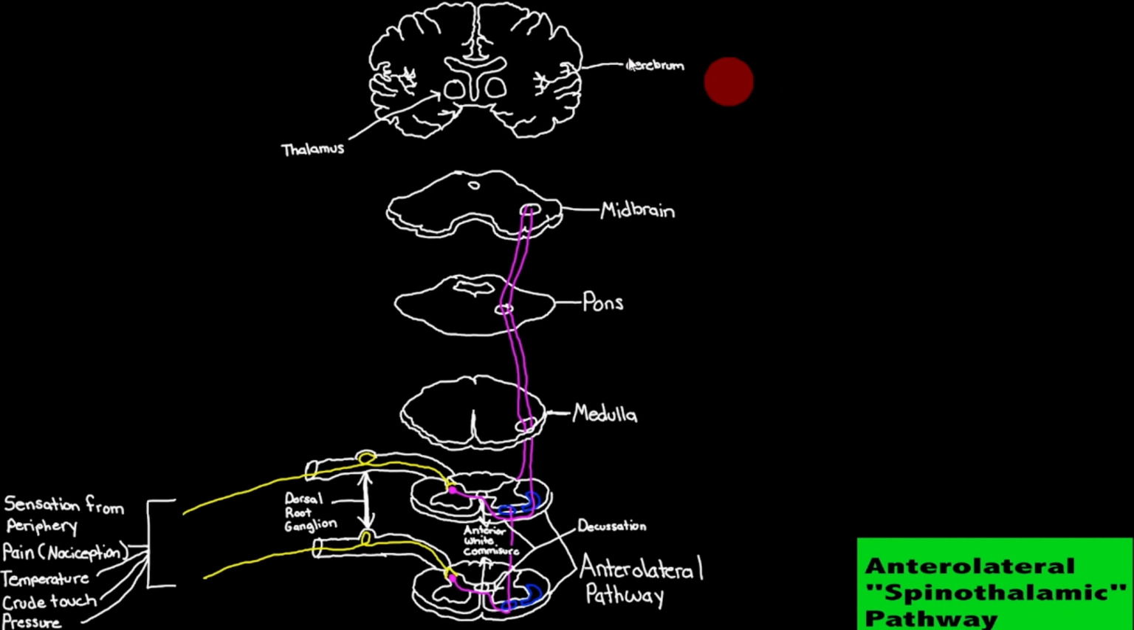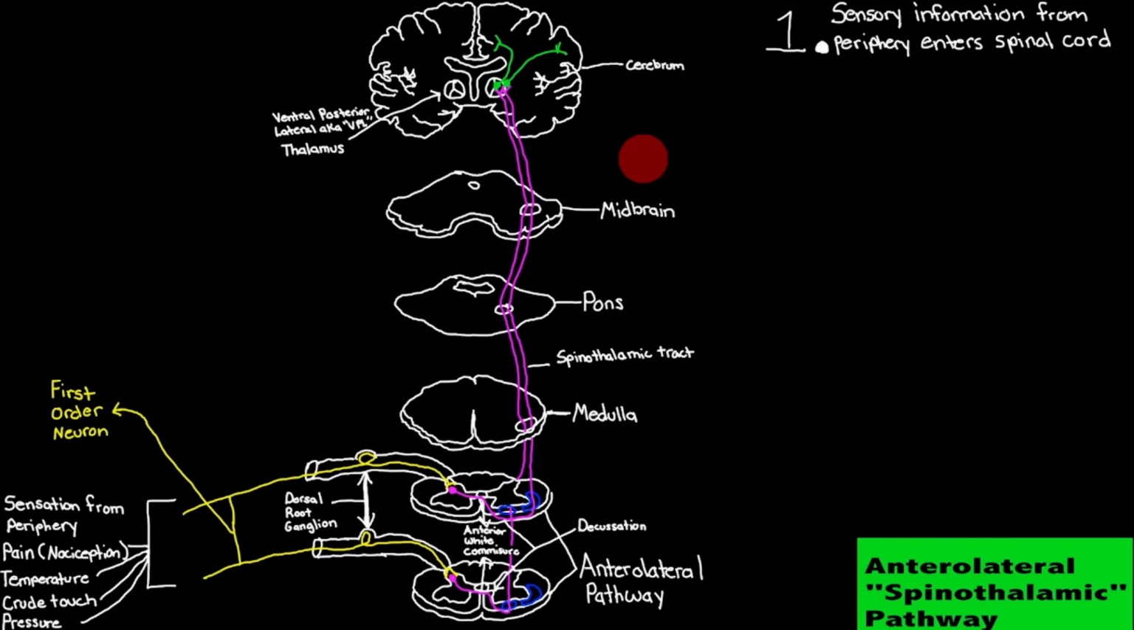Within the cerebrum lies the thalamus. The thalamus has multiple nuclei. But the important one to remember for this pathway is the ventral posterior lateral part of the thalamus, aka the VPL. This is where the signal travels and synapses with another neuron and then relays its sensory information into the cerebrum. Now let's recap the order in which the signal travels through the anterolateral or spinothalamic pathway.